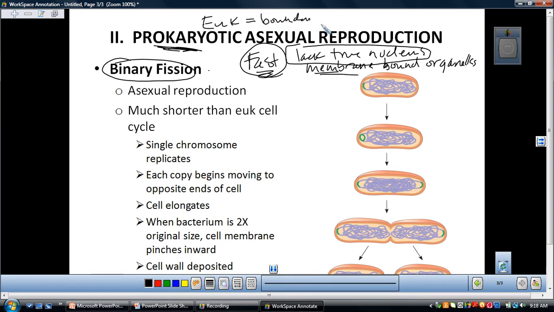Okay, we're dealing with that nuclear envelope boundary because that's where the DNA in us is located, inside that nucleus. So for them, they don't have that problem of dealing with a nuclear envelope because they don't have one. Okay, you can also look at how much DNA they have.